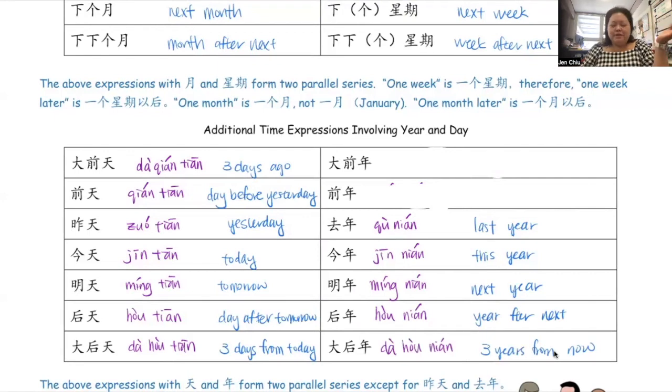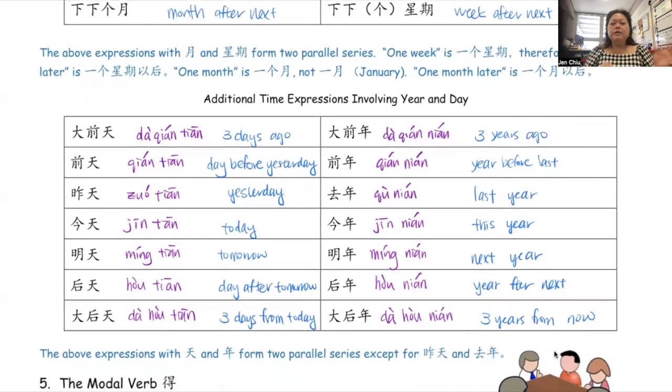We rarely say that, but it is what it is. What about the year before last? The year before last will be 前年, just like 前天. And similarly, 3 years ago would be 大前年. All right, so take a minute and make sure you have all the information down. Pause the screen if you need to.